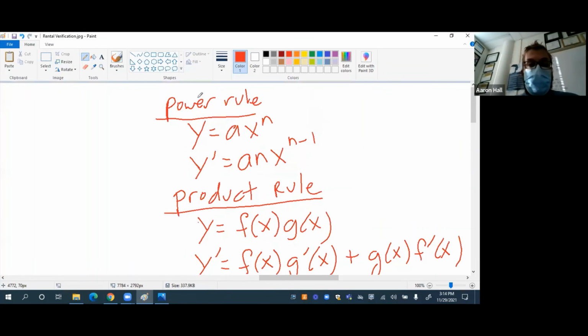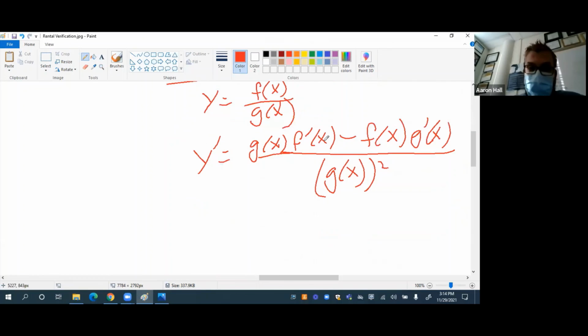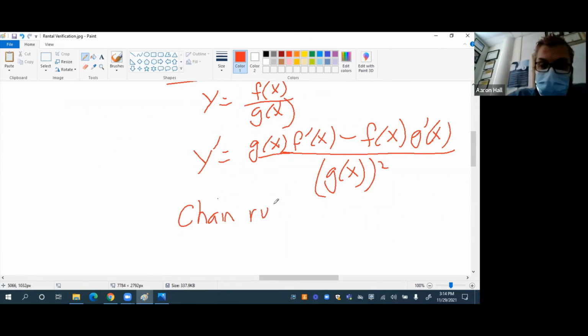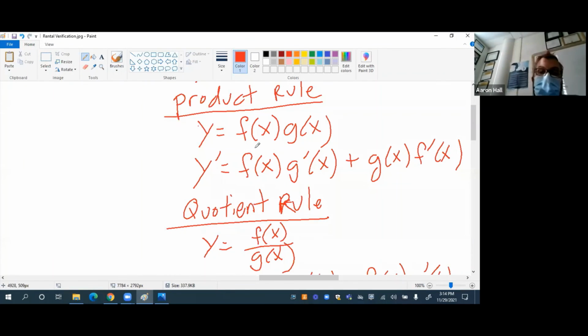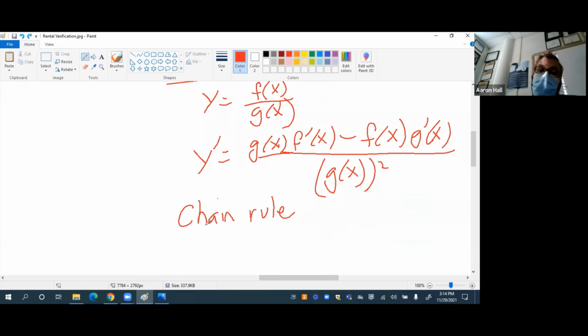Okay, what are we missing? What's the one we haven't done? We've done the power rule, the product rule, the quotient rule. We're missing the chain rule. What's the point of the chain rule? The point of the product rule is when we have a function times another function and we're trying to find the derivative. The quotient rule is if we have a function divided by another function. What about the chain rule?